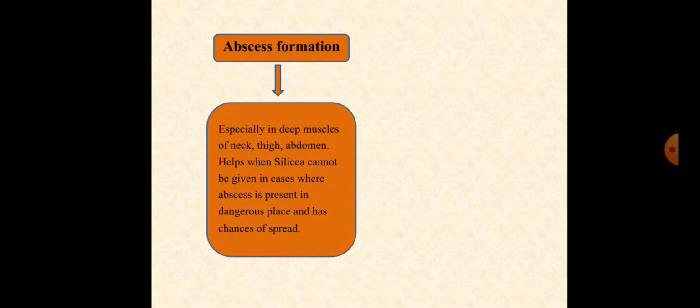Then next we will see abscess formation. It has a role in abscess conditions, that is pus formation, suppurations, especially in deep muscles of the neck, thigh, abdomen. If there is abscess formation there, you can think of Calcarea carb. It helps when Silicea cannot be given, in cases where the abscess is in a dangerous place and has chances of spread. We have seen that Silicea is known as the surgeon's knife, having the power to excavate the abscess. If you give it where the abscess is in the vital organs, it can cause spread of the pus if it bursts. So instead of Silicea in such areas, you can give Calcarea carb.